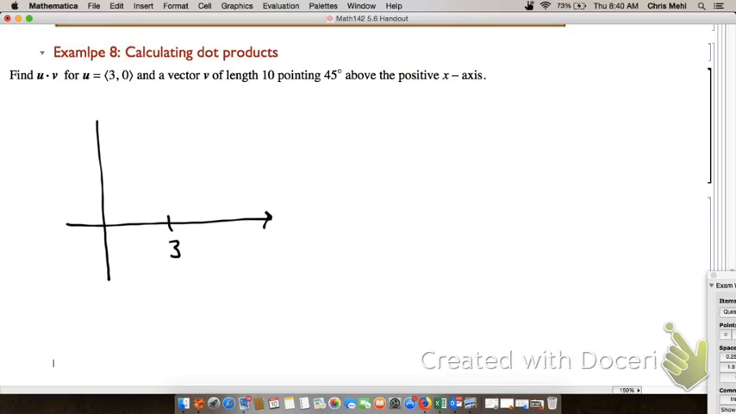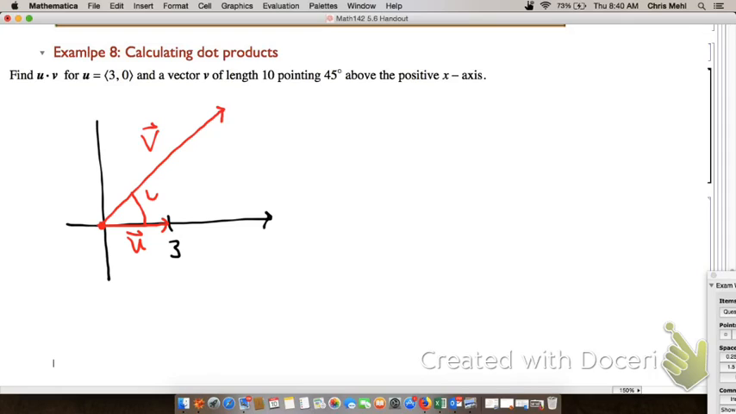Maybe here is 3 on the positive x-axis. Okay, so the first vector u starts at the origin and points 3 units to the right. The y component is 0, so you wouldn't be going up or down. This vector would be on the positive x-axis. And the vector v has length 10. Oops. So this is the vector v. This is the vector u. And we're told that the vector v is pointing 45 degrees above the positive x-axis.